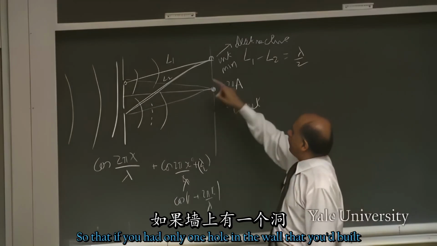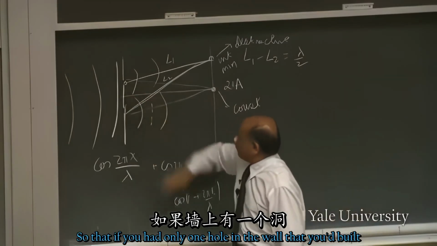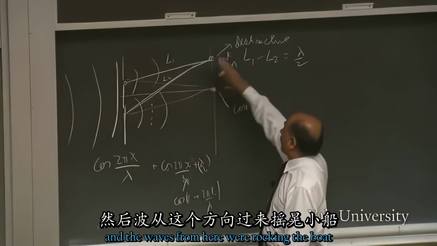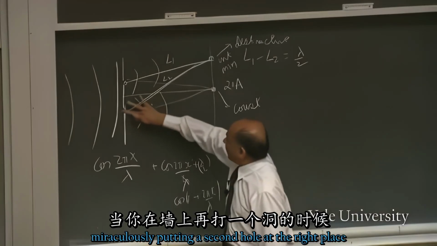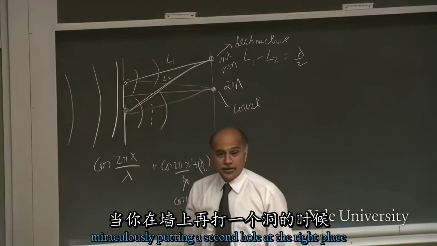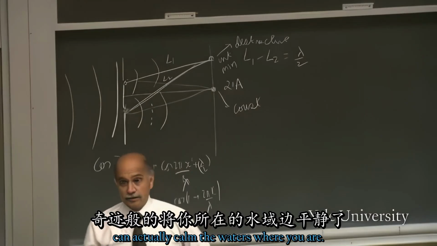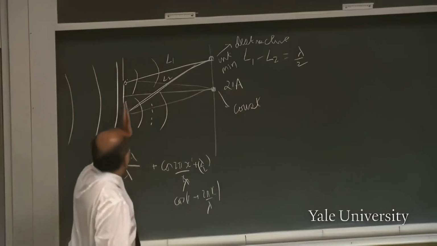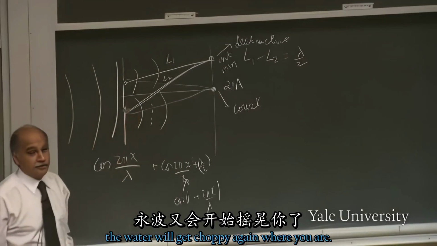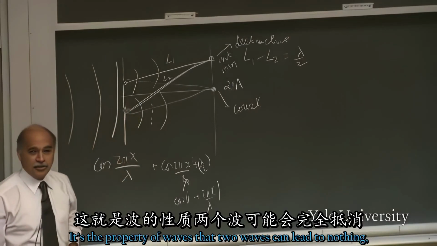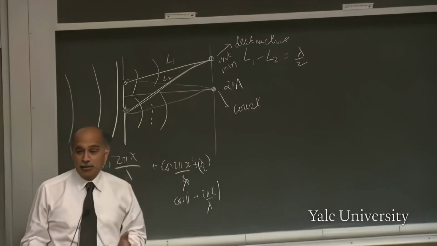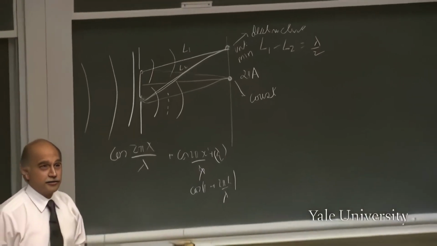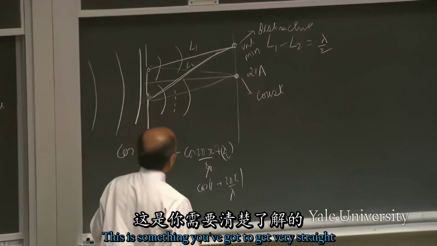So if you had only one hole in the wall that you built between your little estate and the beach, and the waves from here were rocking the boat, miraculously, putting a second hole at the right place can actually calm the waters where you are. And the minute somebody blocks one of these holes, water will get choppy again where you are. This is the property of waves. The 2 waves can lead to nothing, but 1 wave cannot, because 2 waves have a chance of working against each other and canceling. This is something you got to get very straight.